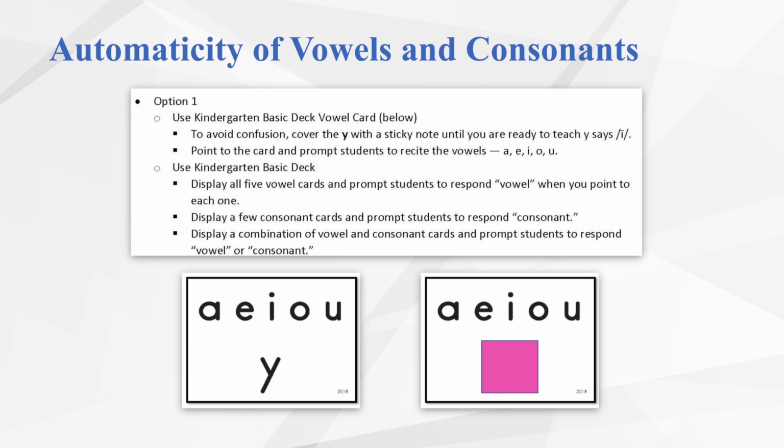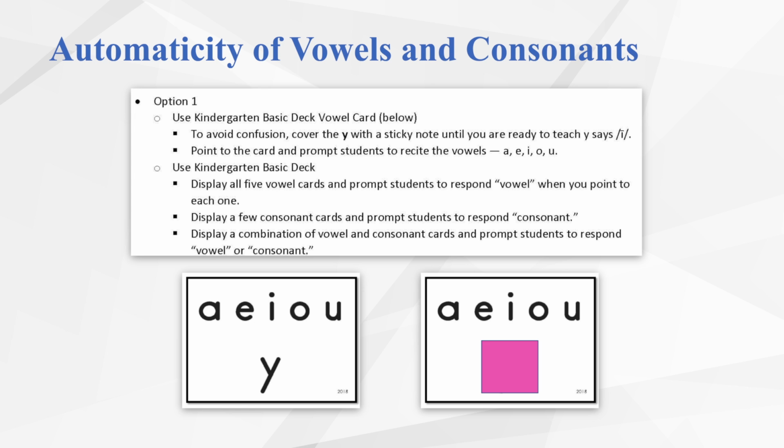Then you'll want to pull the vowels from the basic deck, shuffle them, and display them as you would in a visual drill, and ask for them to respond vowel when the card is displayed. Another visual for students is to place a star above your vowel wall cards to call attention to the vowels, and then reference consonants as all the other letters.